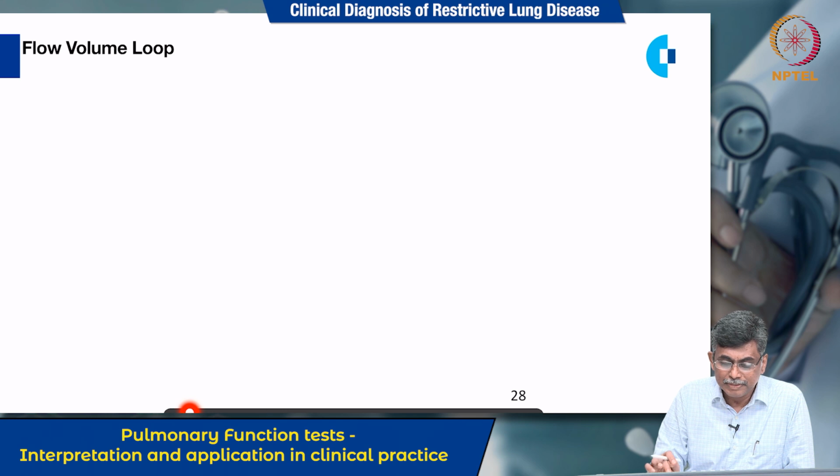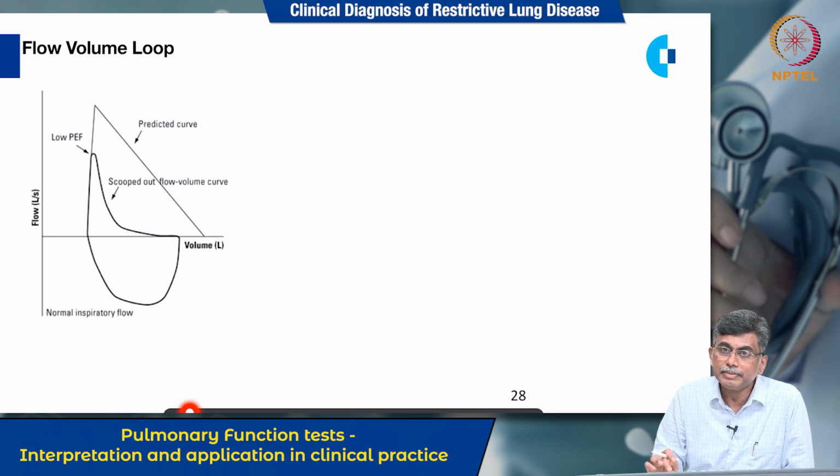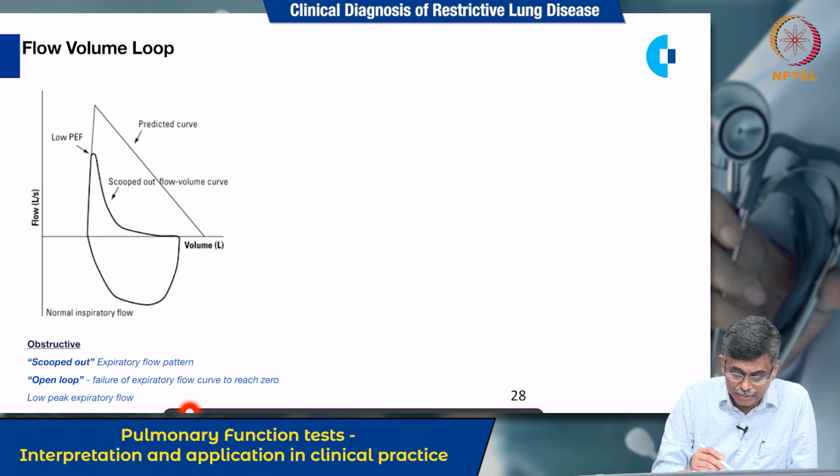Now the differences which we can observe in a flow volume loop will be, in obstructive lung disease there are three important things which are very useful to find it out. One is that the peak expiratory flow does not reach the predicted value, it is low. Second is that during expiration it has got a scooped out appearance. So this is a very classical thing. This is a normal curve. This is the scooped out appearance in obstructive lung disease. Third is it does not reach the 0. So it's called the open loop.